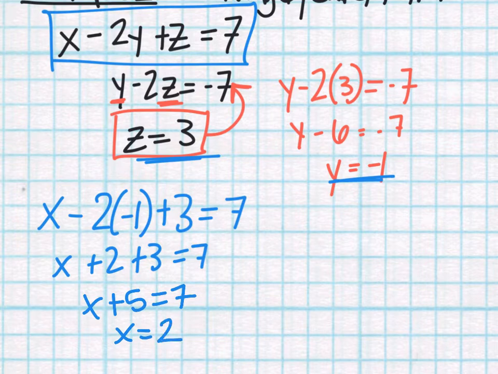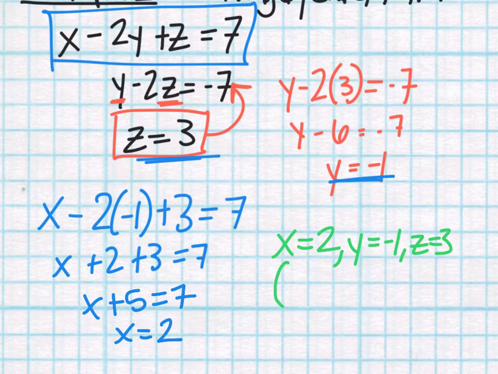So then we have our solution to this system of equations. X is 2, y is negative 1, z is 3. When we have 2 numbers, we call it an ordered pair. I can have an ordered triple when I end up with 3 variables. So my ordered triple would go in order x, y, z. So 2, negative 1, 3 would be my solution.